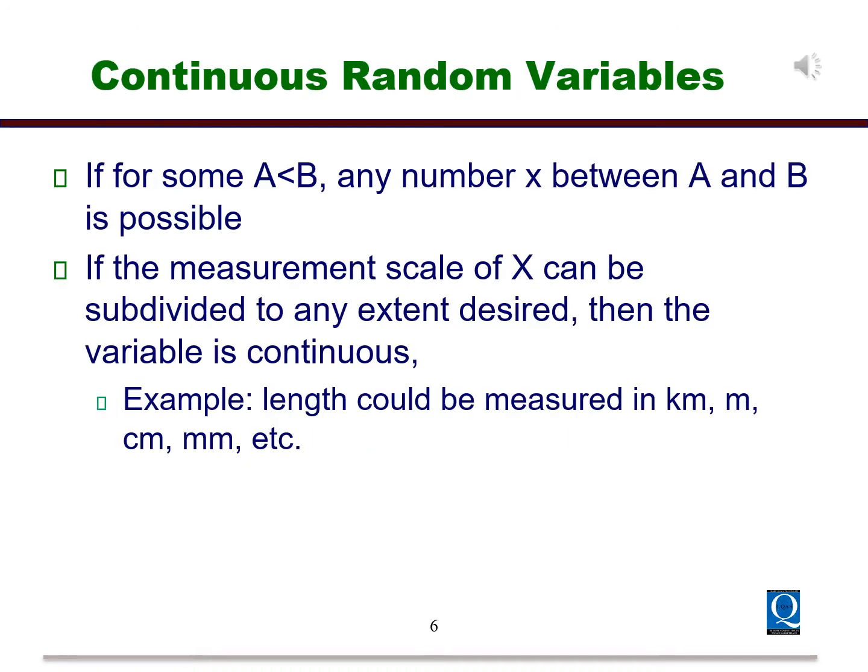A random variable is considered continuous if for some a less than b, any number x between a and b is possible. If the measurement scale of x can be subdivided to any extent desired, then the variable is continuous. Some examples of this are given on the slide.